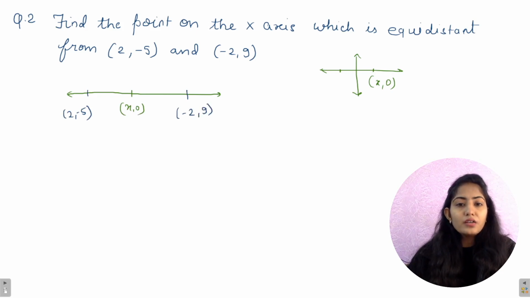From this we can also give names to them: A, B and C. So we have to find the point. First of all we will use the distance formula, because it is given that these are equidistant. So AB is equal to what? BC.